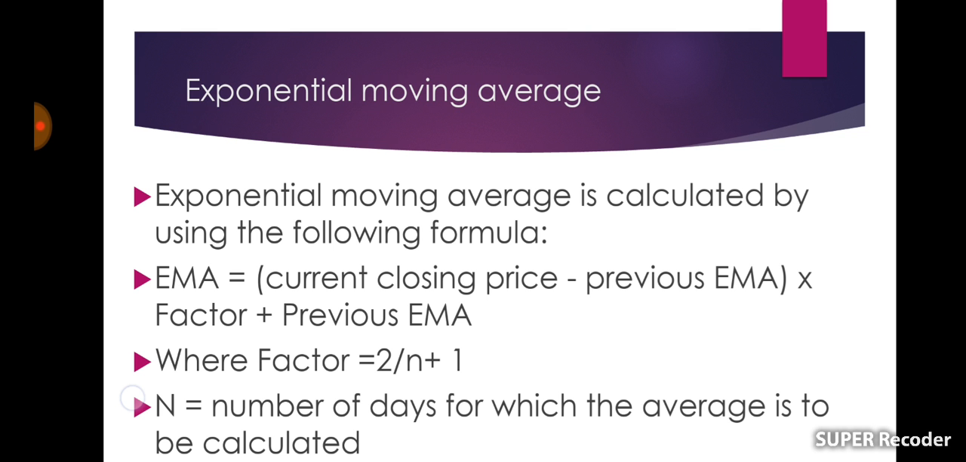Next one is the exponential moving average. Exponential moving average is calculated using the following formula: EMA is equal to current closing price minus previous EMA, into factor, plus previous EMA, where factor is equal to 2 divided by n plus 1. N is equal to the number of days for which the average is to be calculated.